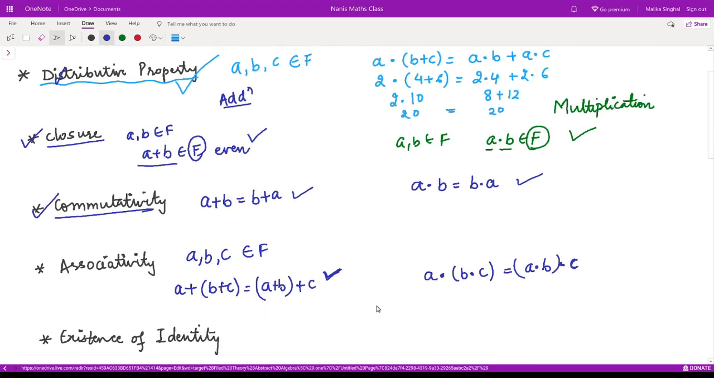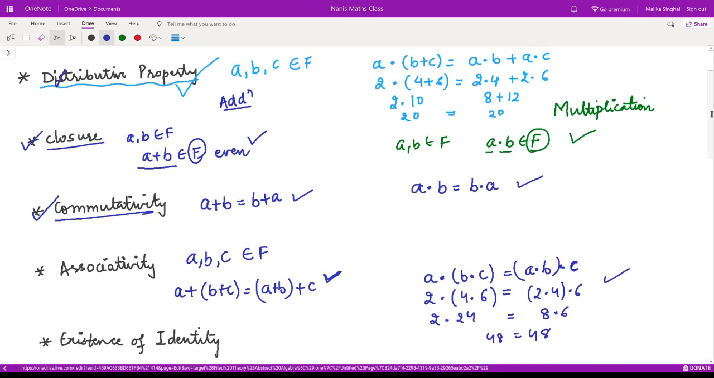For any numbers in the set F, suppose I have (2·4)·6 here and 2·(4·6) here. So this should be equal. You can check this easily. Here I have 2 into 24, and here I have 8 into 6. So I have 48 equal to 48. So this property holds for every number.